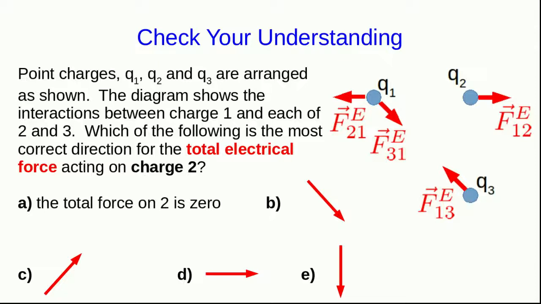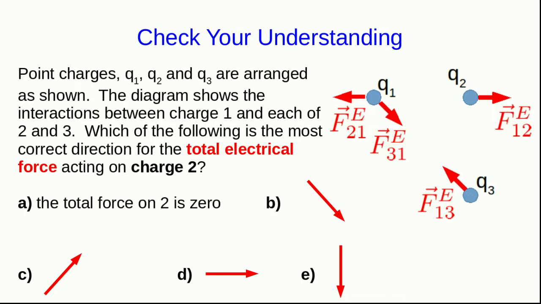So here is the question that I asked at the end of the first part of this lecture. To figure out the total electrical force acting on charge 2, we need to know the directions of all the electrical forces acting on it. We know the direction of the electrical force that 1 exerts on 2, but 2 and 3 must be interacting as well, so there must be a force that charge 3 is exerting on charge 2.